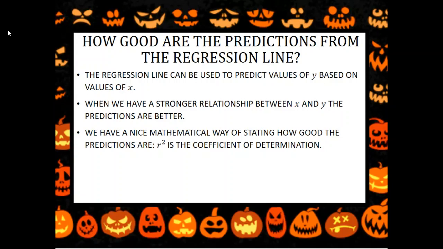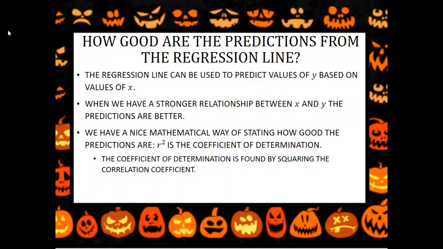Just R before you square it is called the correlation coefficient. When you square it, it's now the coefficient of determination. What it does is determine how well or how accurately your line will predict something. So how do you find it? You just square R, whatever R is, square it.